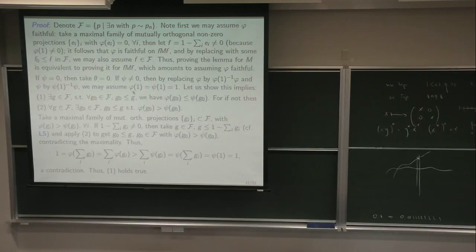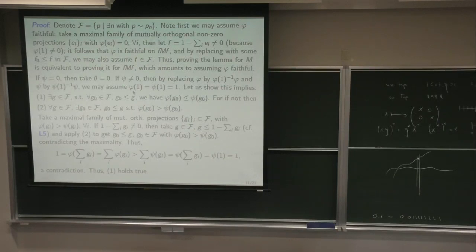So we show that this implies number 1 here. There exists a G in F such that for all G0 in F that's under G, we have that phi is less than psi. This is plausible if you think of this picture. This should happen, definitely. For if not, then for any G in F, there exists a G0 less than it, such that phi is larger than psi.